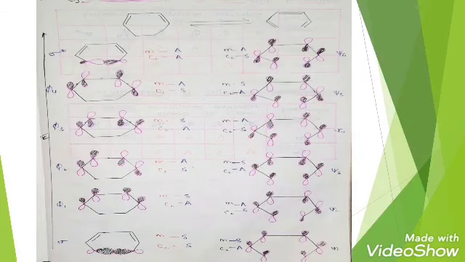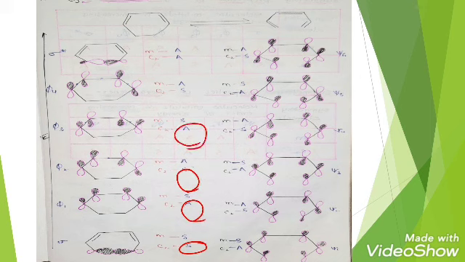Coming to the molecular orbital diagram, the sigma is symmetric with respect to C2 and pi 1 is antisymmetric, pi 2 is symmetric, pi 3 is antisymmetric, pi 4 is symmetric, sigma star is antisymmetric.